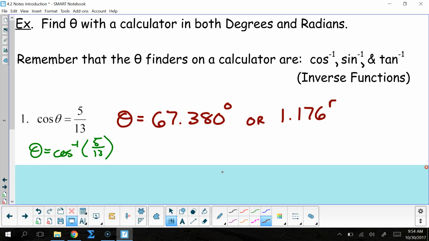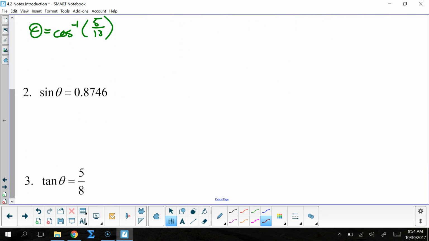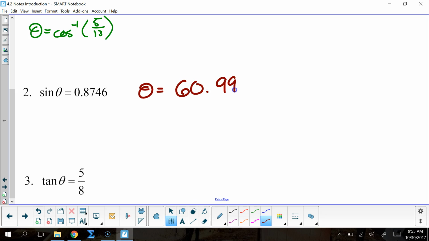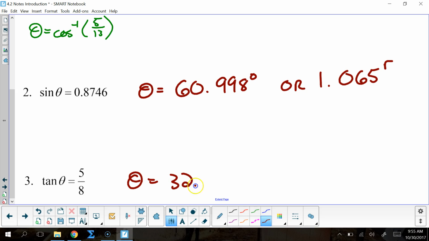Yes? Okay? All right. What I would like you to do now, and in the remaining 30 seconds of class that we have, you should be easily able to do those two problems, is find me both degrees and radians of those. Agree with me so far?